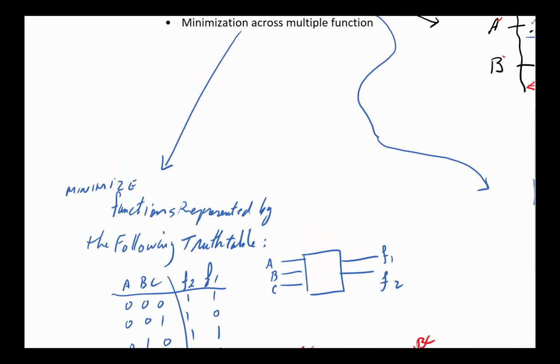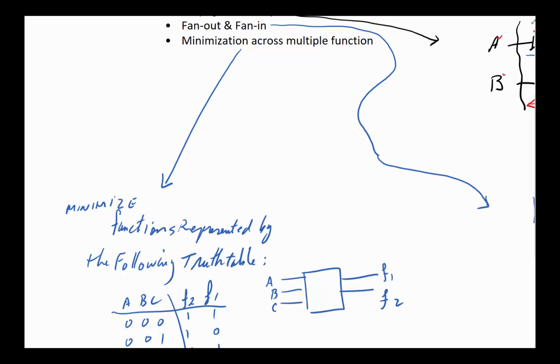And last but definitely not least is this idea of being able to minimize across multiple functions, and be aware that if you suboptimize, minimizing each function separately, you might not have the total minimum number of literals, counts, or complexity when you're finished. That brings us to the end of this video.